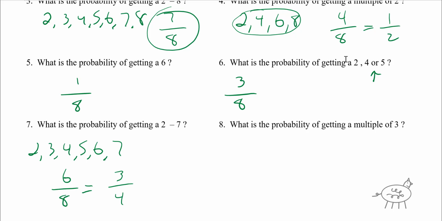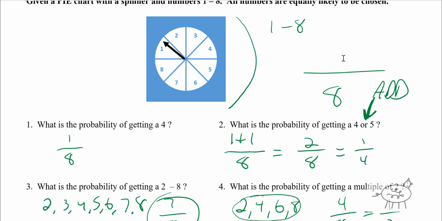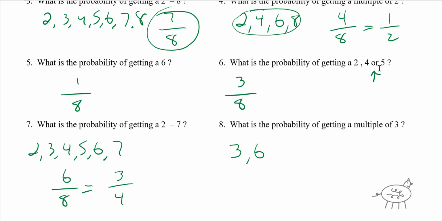Okay, and then the last one, a multiple of 3. You guys should know 3 and 6, because if you look at all the numbers, 3 needs to go into the numbers, and the only ones that 3 goes into are the 3 and the 6. There's no 9 here. It would be a 9 as well, but there are only 2 numbers that are multiples of 3. This is a very important one, a multiple of 3. So that means it's going to be 2 over 8, or 1/4.